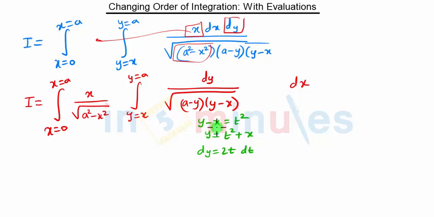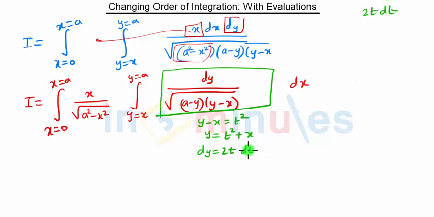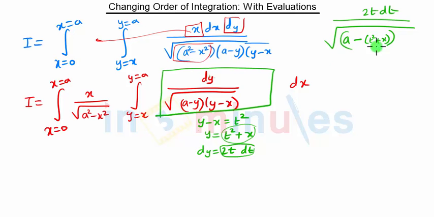Why are we putting y minus x equal to t square? Consider only this term. We have dy in the numerator, so 2t dt, because dy is 2t dt, upon root of a minus y. Y is t square plus x, so this is a minus t square minus x. Then we have y minus x. Y minus x is nothing but t square.